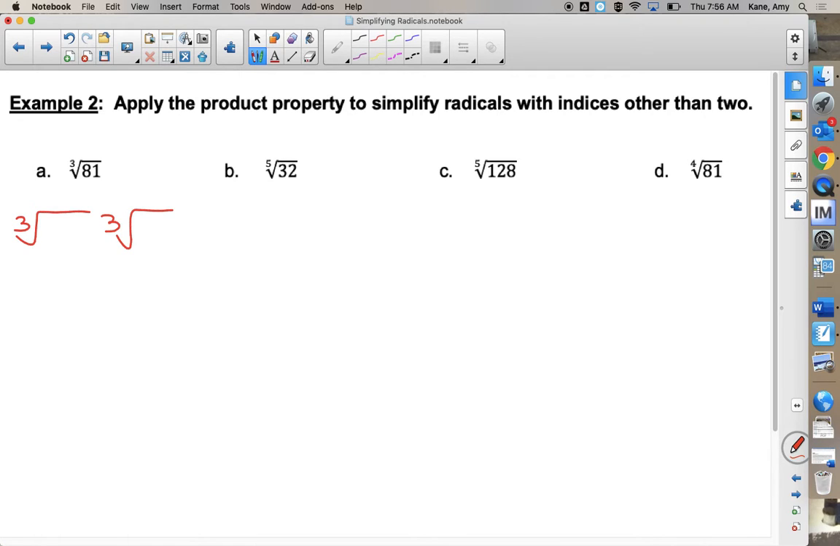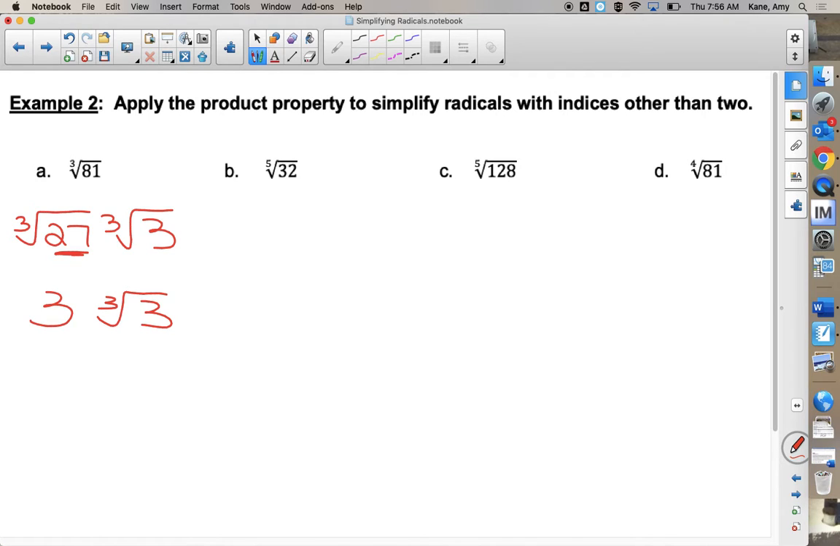Jack? 27. 27 times what, Jack? So 27 times 3 makes 81. And then, Jack, the cube root of 27 is 3, and then we still have the cube root of 3. So it's the same as a square root, but we're using the cube root column now.